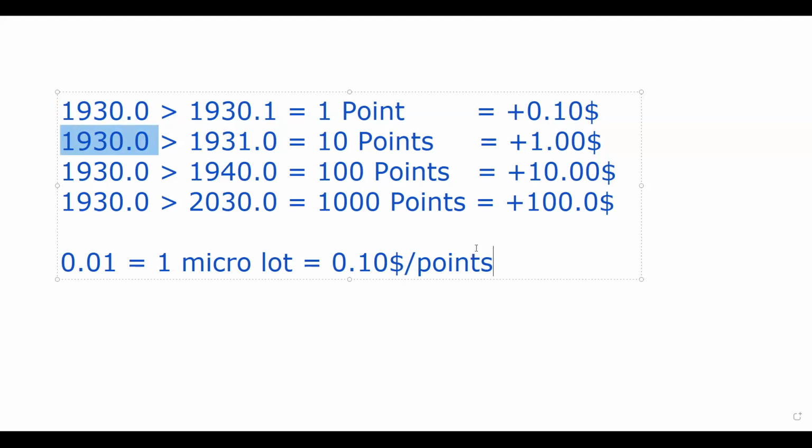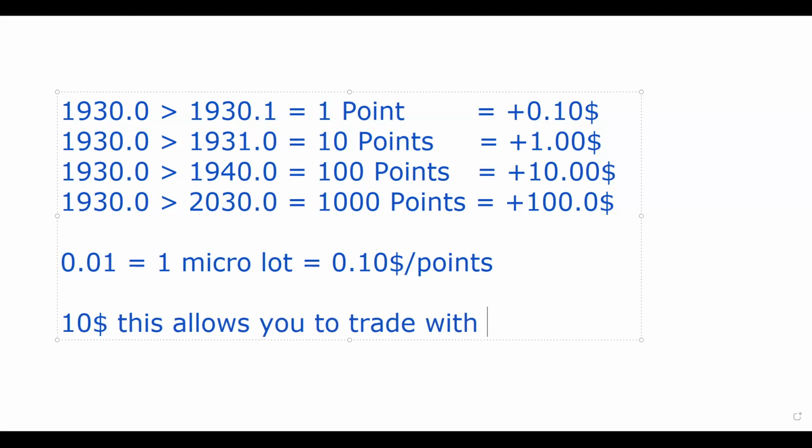Okay. Now, what is a margin? Margin is amount of money. You can write this definition down if you wish. A margin is amount of money that is required to trade with X lot size. So if you want to trade with 0.01 lot, you should have at least $10 maintained in your trading account. If you have $10, this allows you to trade with 0.01.